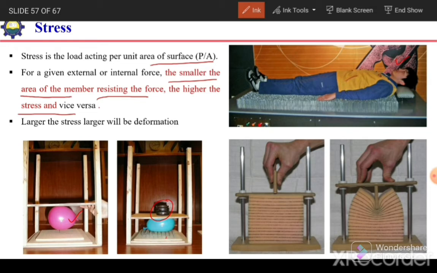So the larger the stress, the larger the deformation. Here we have a demonstration of this concept. We have a foam and we have applied the load, or the stress, but the contact area is large. So in that case deformation will be less. In the second case, the contact area is small, so there is huge deformation. When the area is small, stress is large, and because of larger stress, deformation will be more.